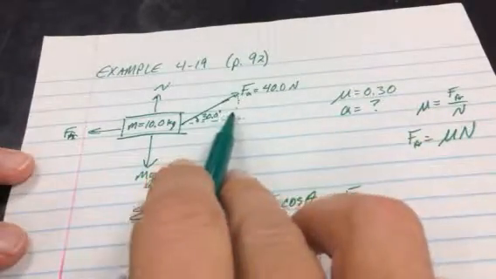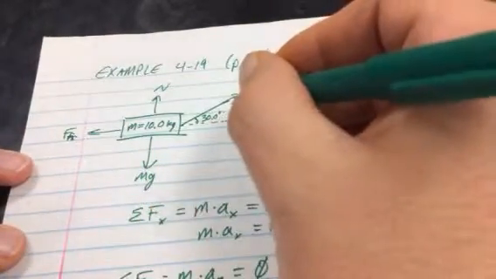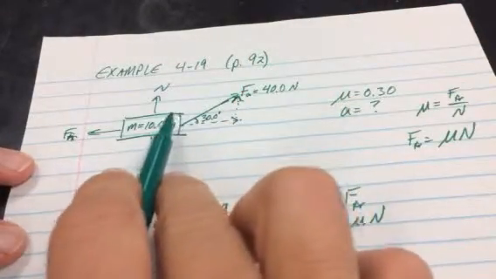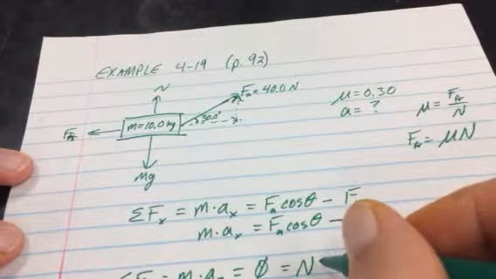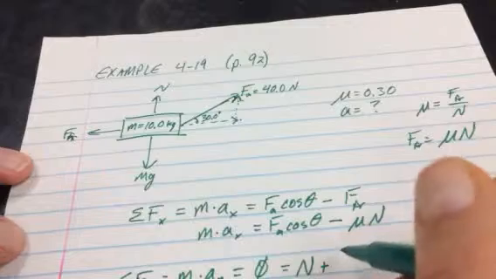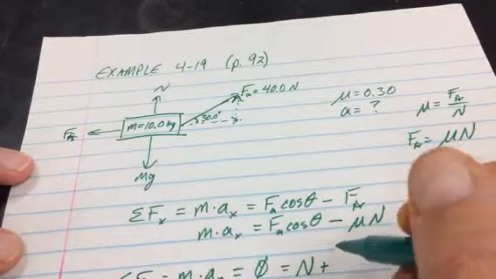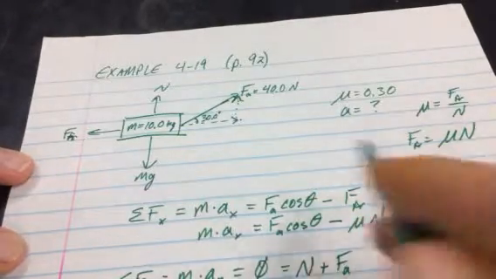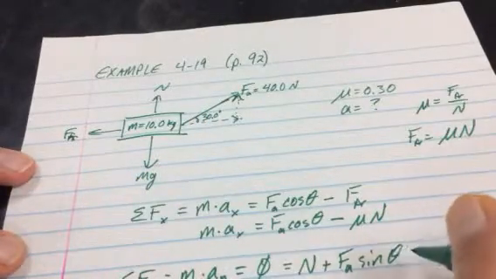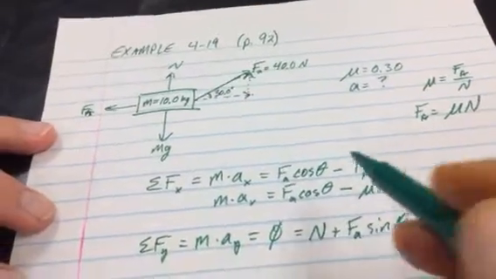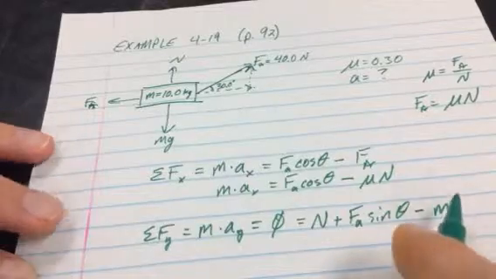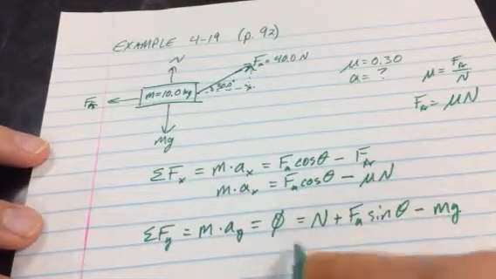Another one is going to be this vertical component of the applied force, because it's basically going to have the effect, if you will, of lightening the load from that normal force. It's going to be pulling up as well. Since that's pulling in the same direction, we're going to add that, and it's on the opposite side of the angle, so we're going to use sine. And in the opposite direction is the weight of that box.